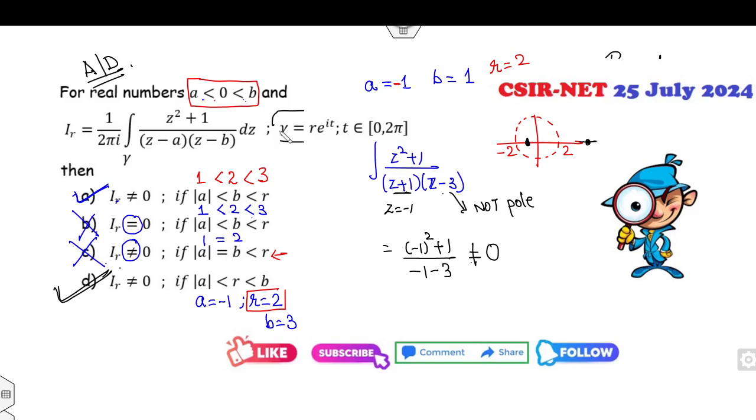So you can see that based on your single concept, you can choose any value. You may choose A is equal to minus 3, you may choose B is equal to 4, and if you look at these options, you can choose R is equal to 5. Again, you will get the same answer of this problem.